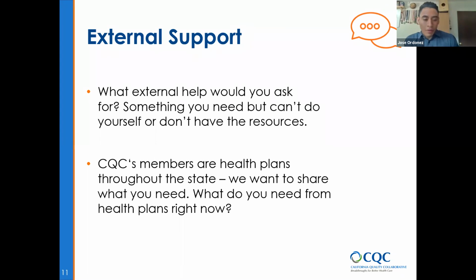Something else, for CQC members, a bunch of them are health plans, right? And they're through the state. We really want to share also what you need. So anything else that you have, please chat in the chat box, and then we can definitely be a source of communication with them, a bridge of communication with them of your needs.